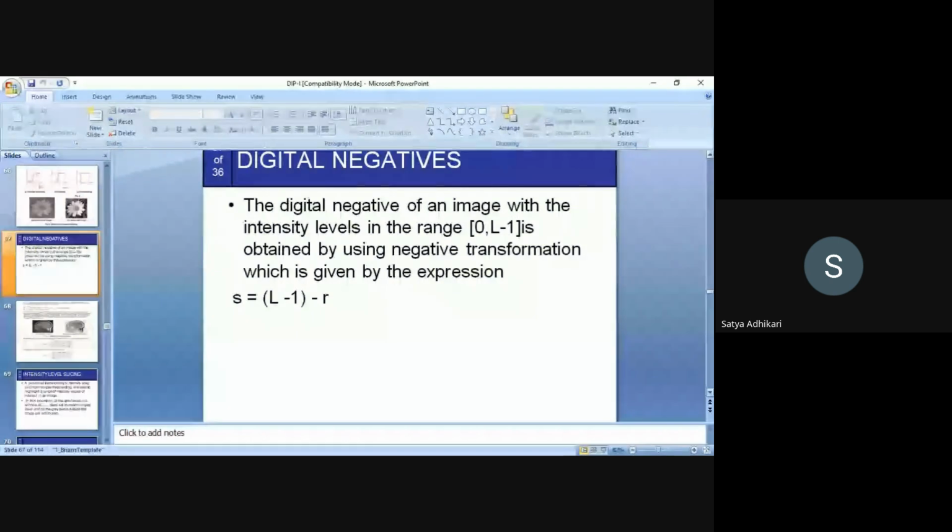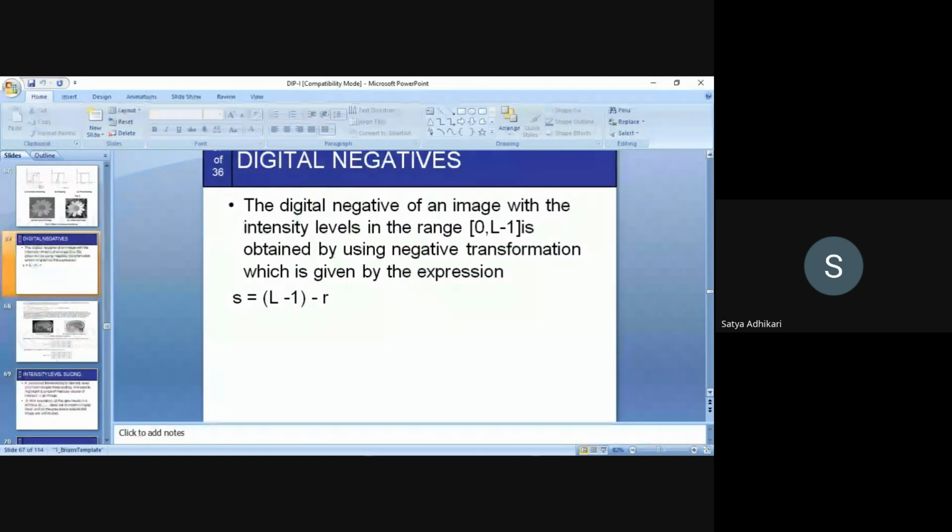Similarly, the gray level value 10 will be converted to 255 minus 10. 10 is darker because it is nearer to 0. But 255 minus 10 is 245, that is, 10 is replaced by the pixel value 245. So the digital negative, as we discussed, is the complement of the pixel value, subtracting the pixel value from its maximum value.